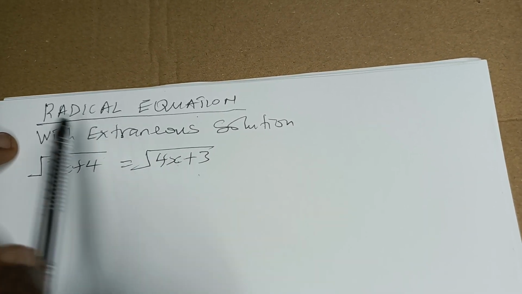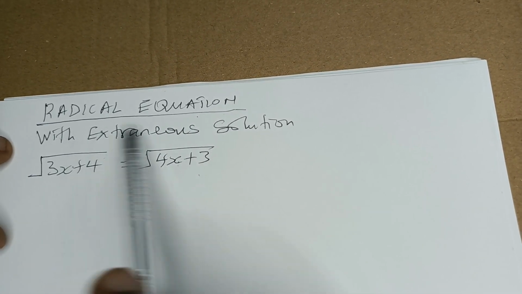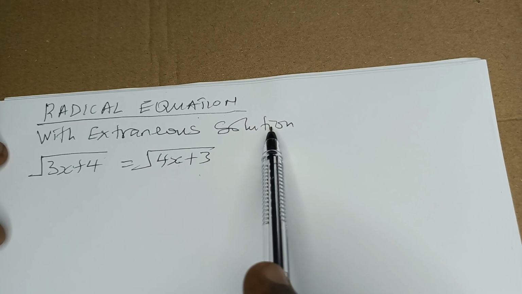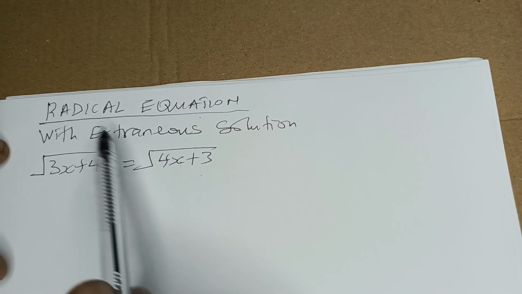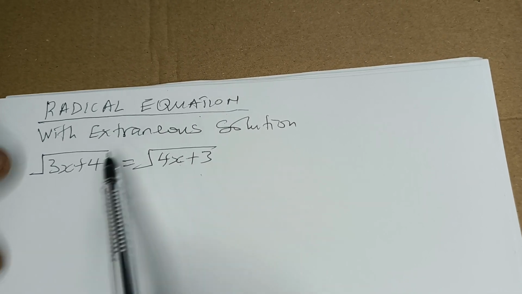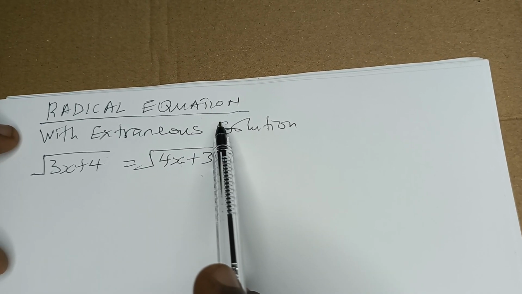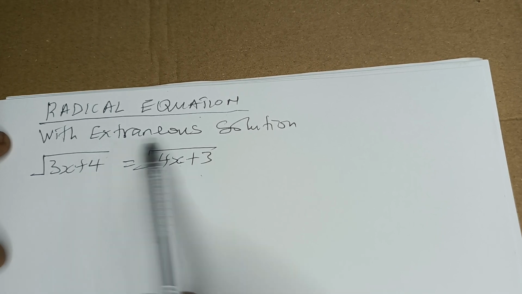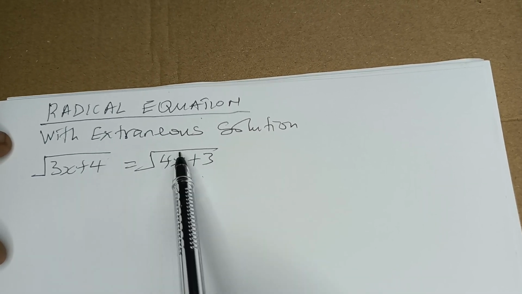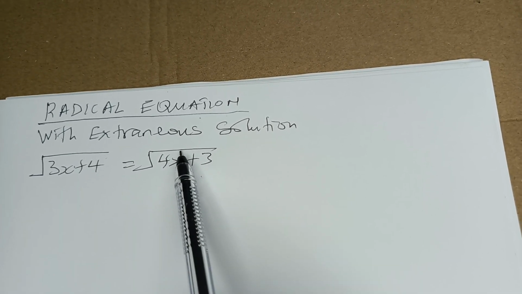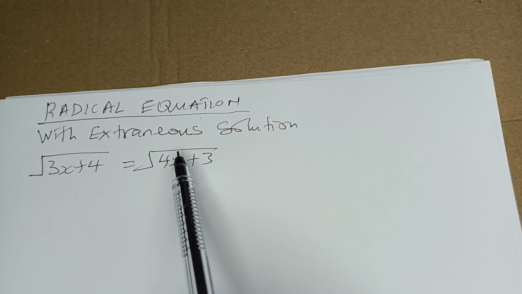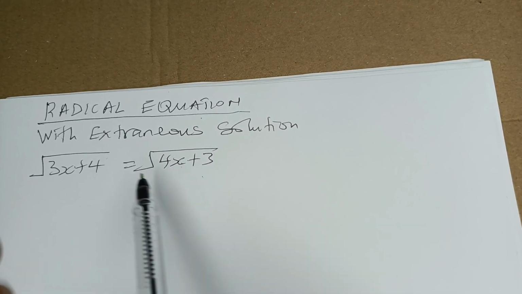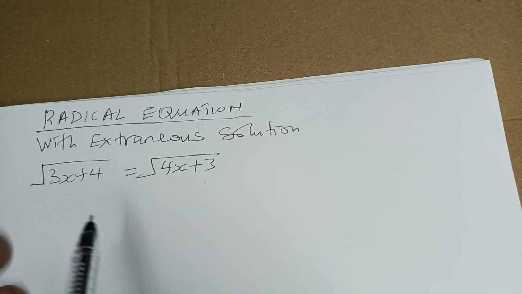Today we'll be discussing radical equations with extraneous solutions. In our previous video, we discussed radical equations that are direct and straightforward. But this one is a special case of radical equations because it will lead to us getting two answers, and from the two answers, one of them will be the real one, the other one will be extraneous. So please, let's write down.